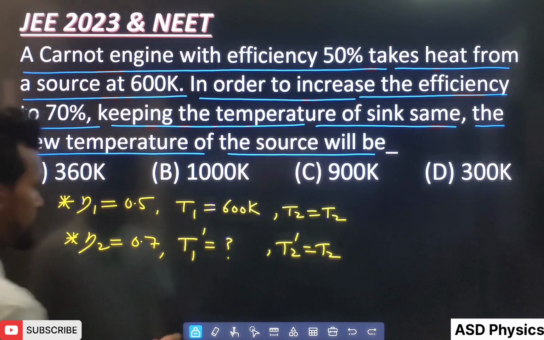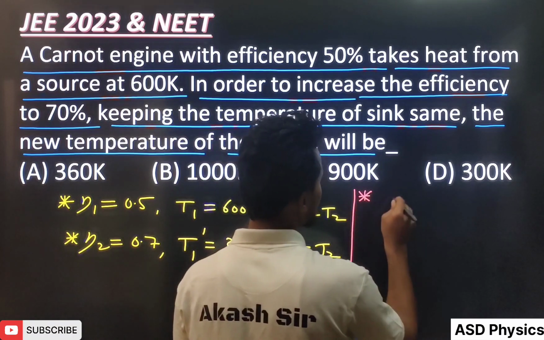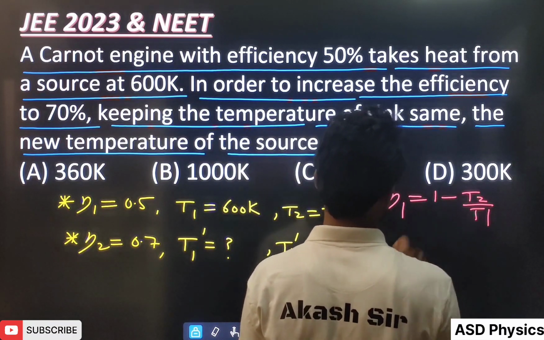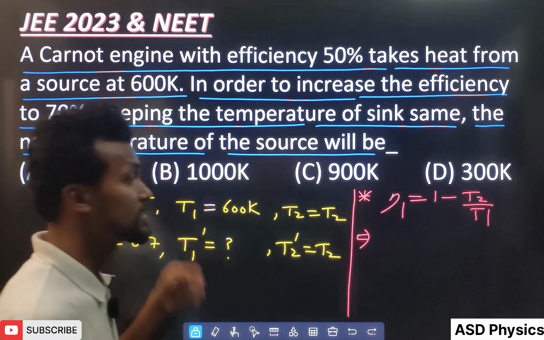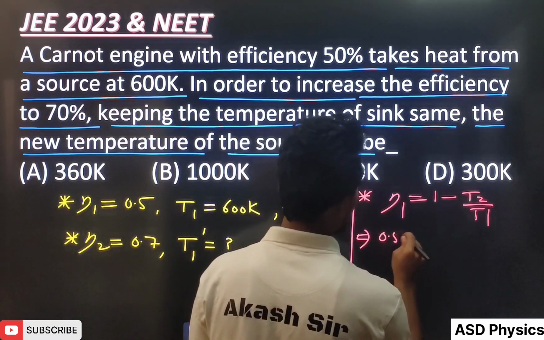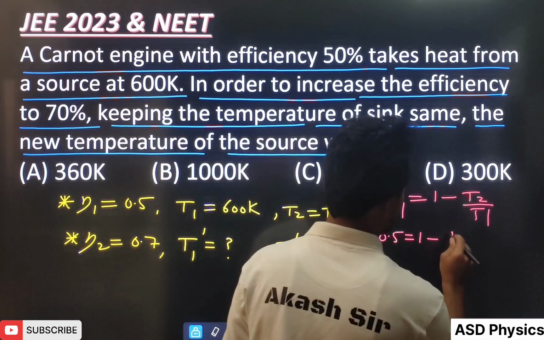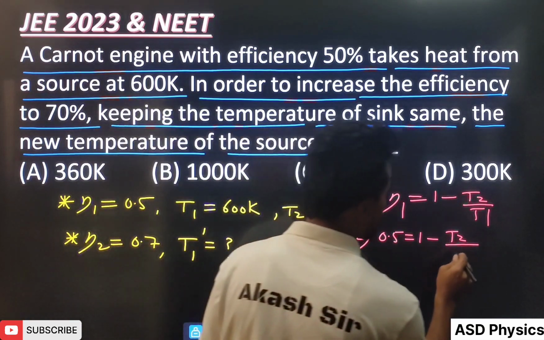So students, again note down the situation. The first situation is eta equal to 1 minus T2 by T1. First we are going to solve for eta 1. Eta 1 is given as 0.5. So 0.5 is equal to 1 minus T2 by T1, and T1 is given as 600 Kelvin, always in Kelvin.